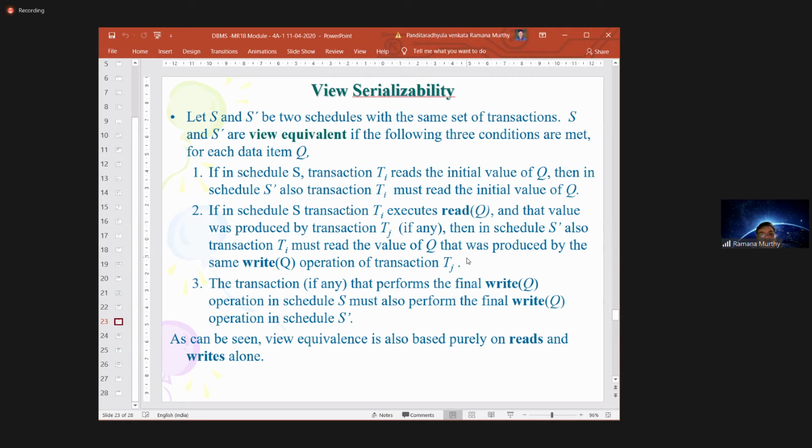A transaction modify చేసిన వాల్యూ ఏ ట్రాన్సాక్షన్ ఇంకో ట్రాన్సాక్షన్ రీడ్ చేస్తూ ఉంటే అదే ఆపరేషన్, the operations can be anywhere, but if the TI is reading the modified value of TJ in the other transaction also, other schedule also, TI must read modified value of TJ. Okay. So what is the view serializability is telling us?